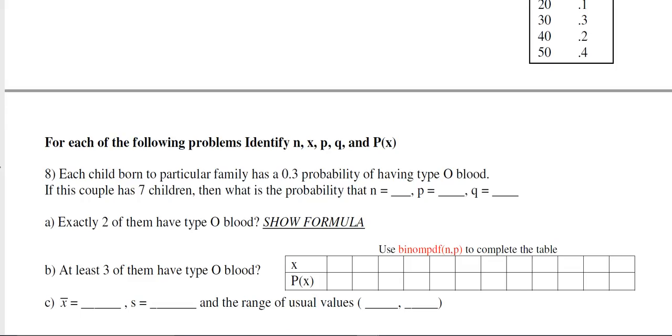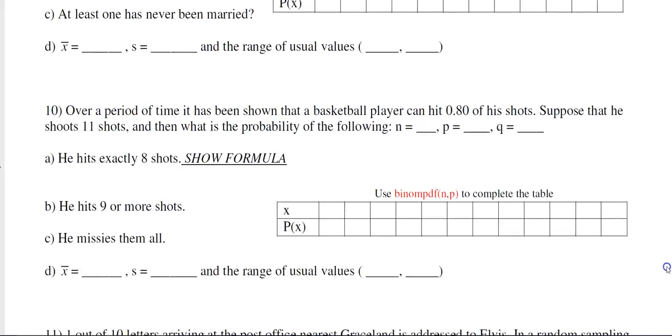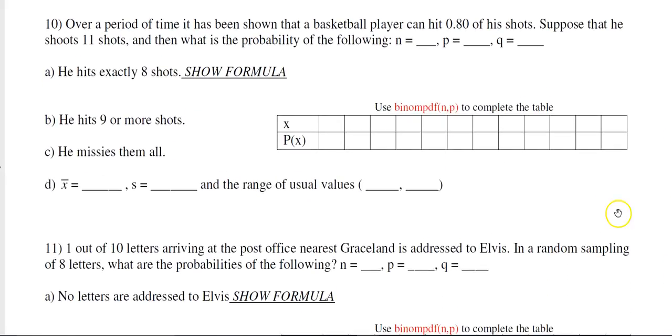Alright, number 10. Over a short period of time, it has been shown that a basketball player can hit .80 of his shots. Suppose that he shoots 11 shots, and then what is the probability of the following? That he hits exactly 8, that he hits 9 or more, or he misses them all. So our n would be 11. Our probability of success is 0.8 or 0.80. And q is 1 minus p, which is 0.2 or 0.20.